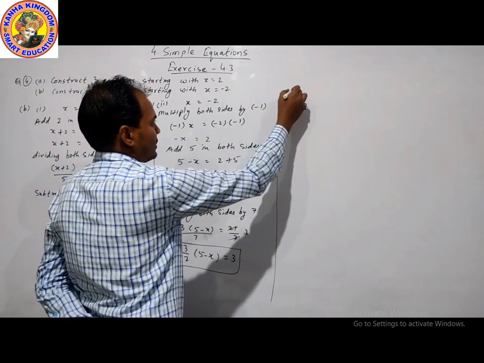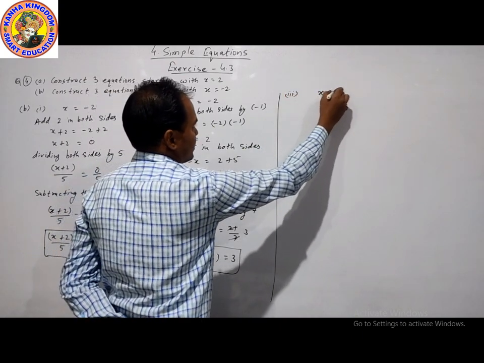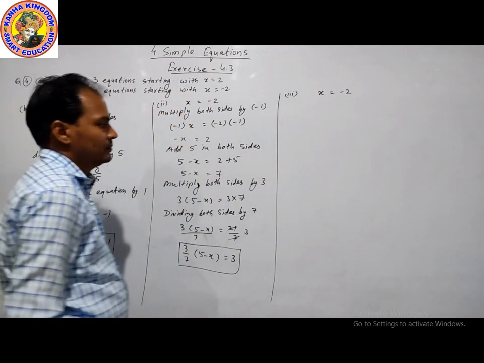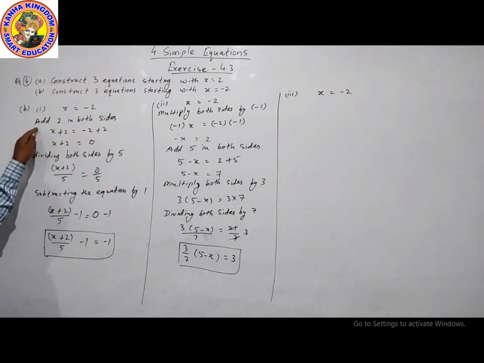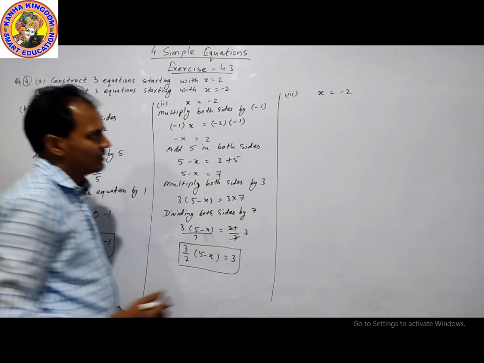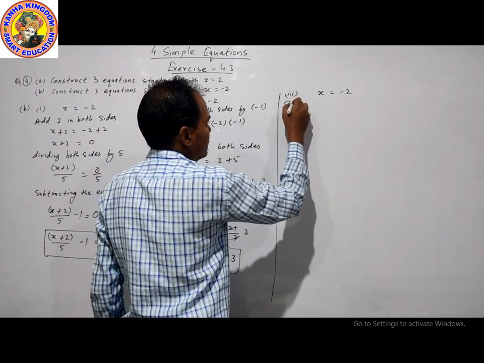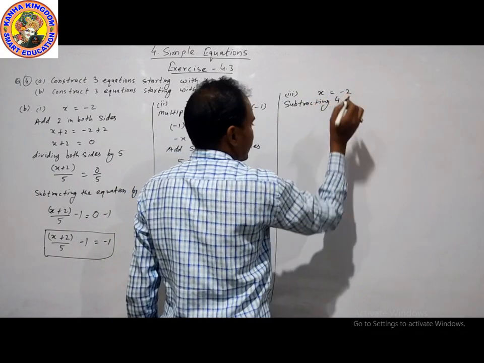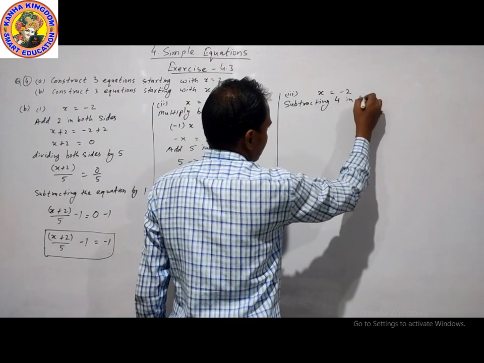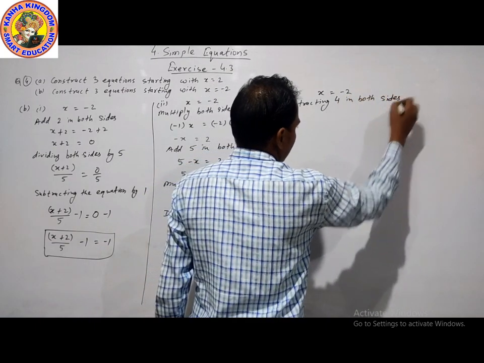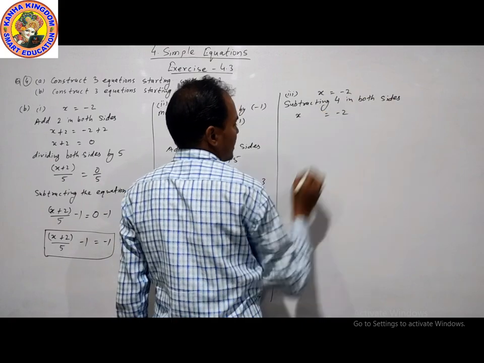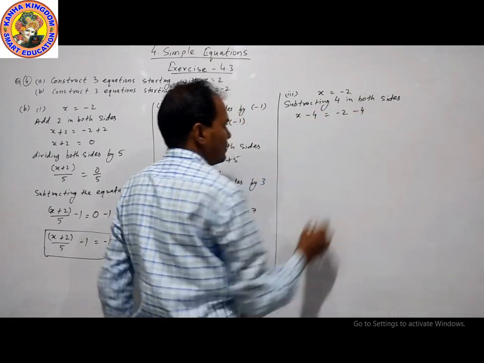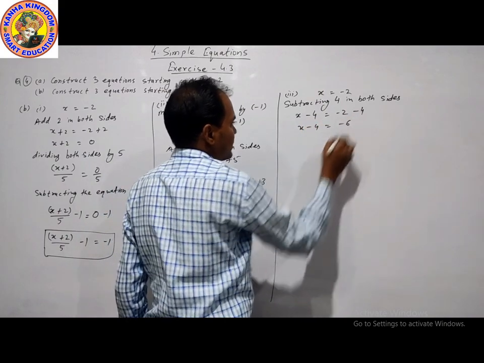Now I am making the third equation of this. x is equal to minus 2. Add, multiply. Now I am dividing, or I can subtract. Subtracting 4 in both sides. x is equal to minus 2. Now subtract 4. Then x minus 4 is minus 6.